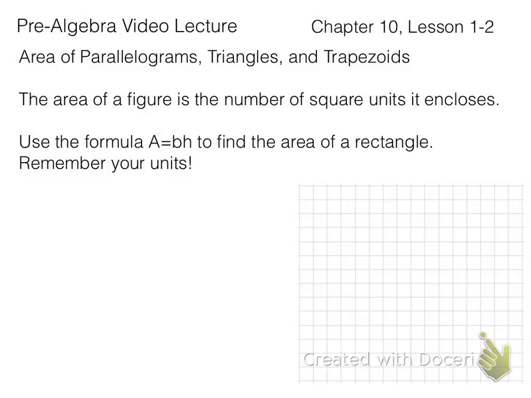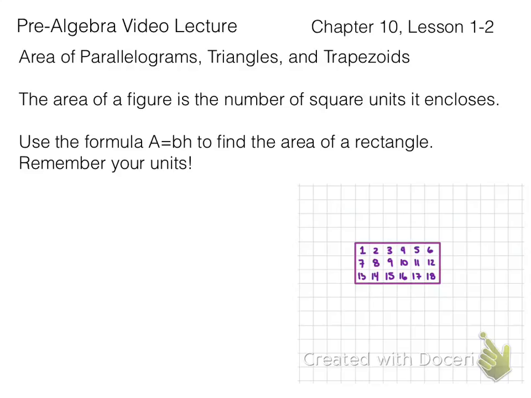The area of a figure is the number of square units it encloses. So if I draw a box and I count the number of squares inside of it, I'm going to get the area in square units. They're units and they're square, so it's how many square units fit inside. So in this case, 18 square units.